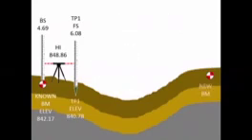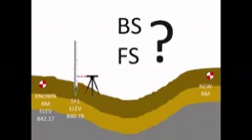Next, in order to extend our circuit toward the new benchmark, the rod person will stay put while the instrument operator moves beyond turning point 1. At a new location where the rod is clearly visible, the instrument operator will set up the instrument and take a new reading on the rod at turning point 1. Now, here's an important question. Will this reading be a backsight or will it be a foresight?